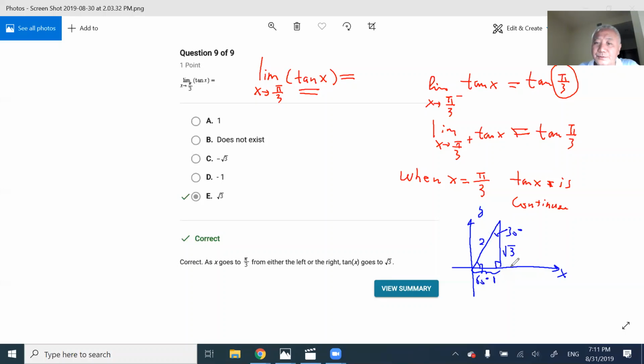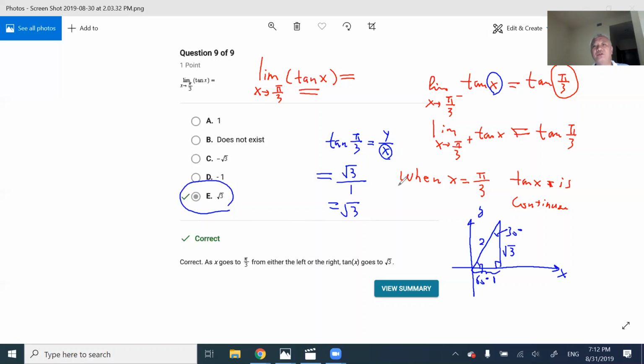So when you have this, we know tangent pi over 3 always equals the y coordinate over the x coordinate. Of course, this x is different from this x. This x is the angle. This x is the adjacent, the x coordinate, okay? So when you have this one, you're gonna have square root 3 over 1, which is square root 3. That's this one. Get it?